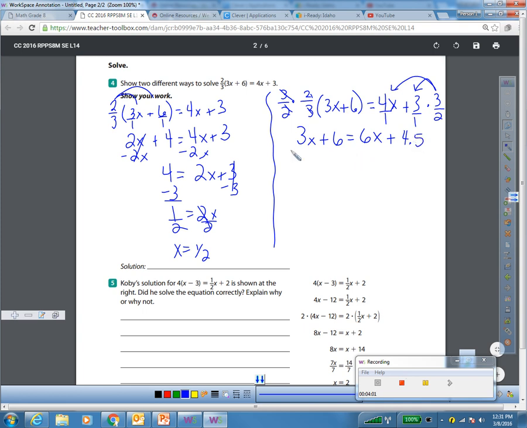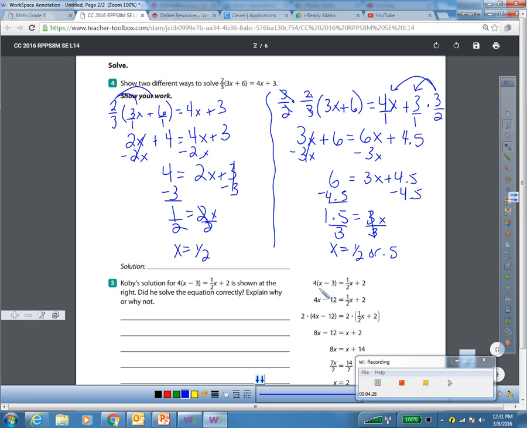And then we go ahead and get our variables on one side. And we'd subtract 4 1/2 from each side. That gives me 1 1/2. When we divide by 3 and simplify, we end up with the same answer of 1/2. Or you can write it like a decimal.